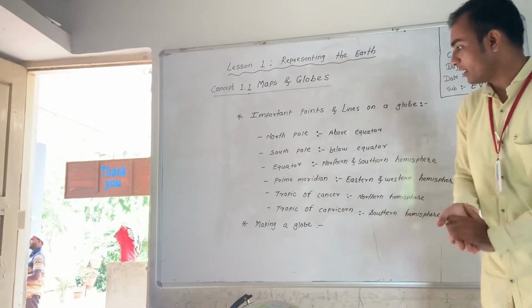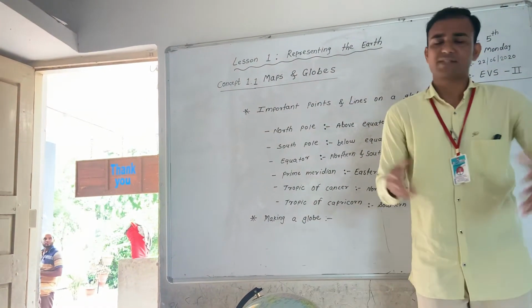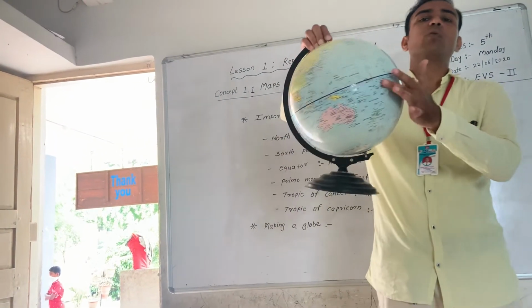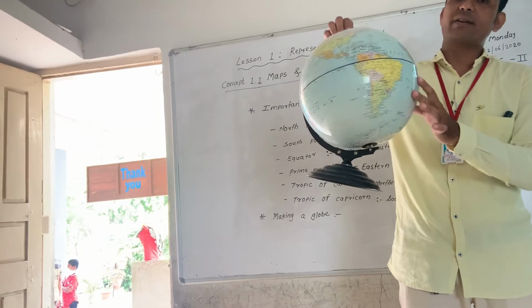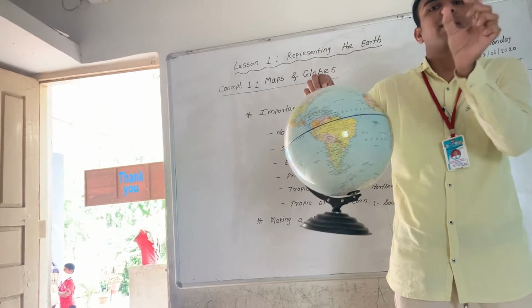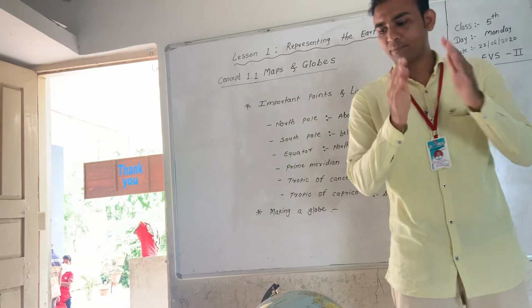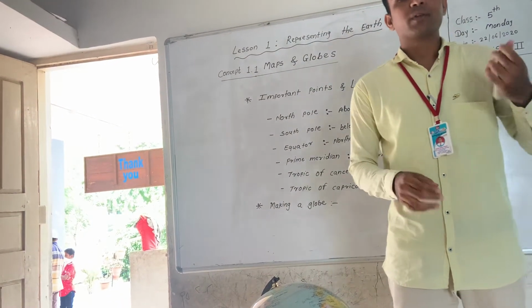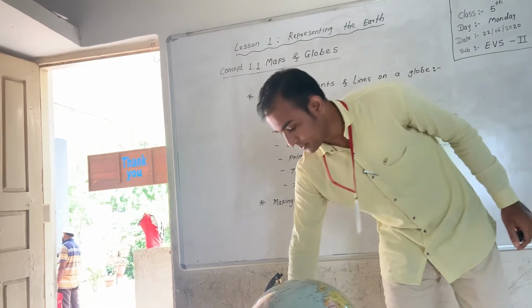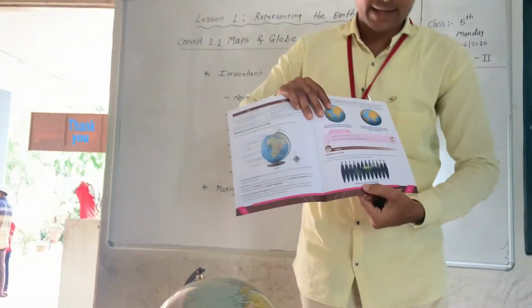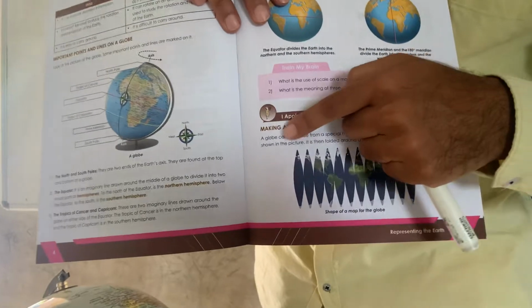And the next topic, making a globe. It's very easy. Globe कैसे बनता है? ये बना कैसे? How is a globe formed? It consists of small parts of each map, है ना? Part से बना है, छोटे-छोटे part से. छोटे-छोटे parts means what? The diagram is shown on page number 5. We can see that diagram. This is the diagram. Making a globe.